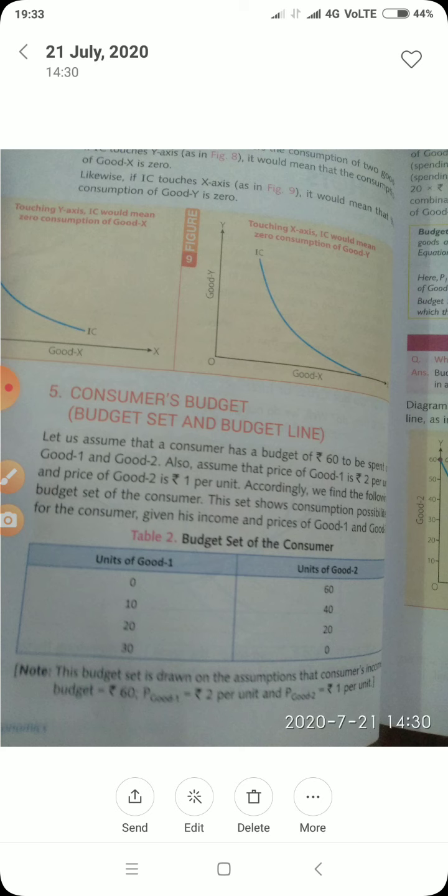Similarly, if he wants to spend rupees 20 on good 1 and 40 on good 2, at that time, as the cost of good 1 is rupees 2 per unit, he can buy 10 units of good 1 and 40 units of good 2. Similarly, for 20 units, 20 into 2 is 40, plus 20 multiplied by 1, it's 20. So with 60 rupees he has these various combinations. That is a consumer budget. Clear?